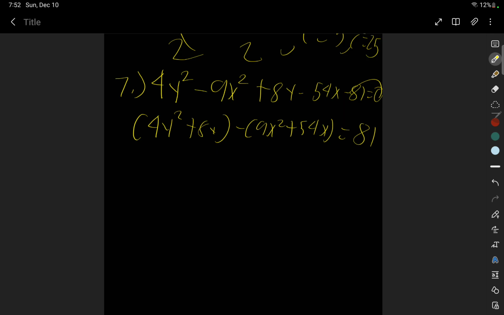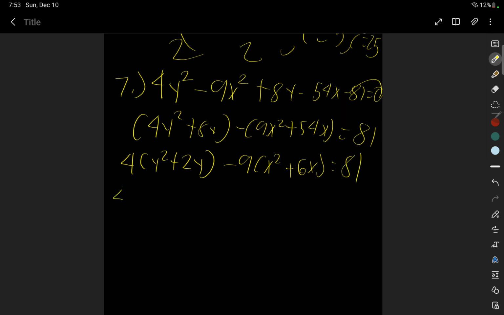Then, factor out yung katabi ng y squared and x squared, ilabas lang yan. Ganun kasimple. 4 times y squared plus 8y divided by 4, 2y, minus 9 times x squared plus 54x divided by negative 9. Ano bang sign? Ay wait, i-copy na lang pala natin yung sign niya, sorry. Kasi pag negative times positive, it must become still negative, so negative 6x. Okay? So, nasundan pa rin yung ating problem. Equal to 81 pa rin yun.